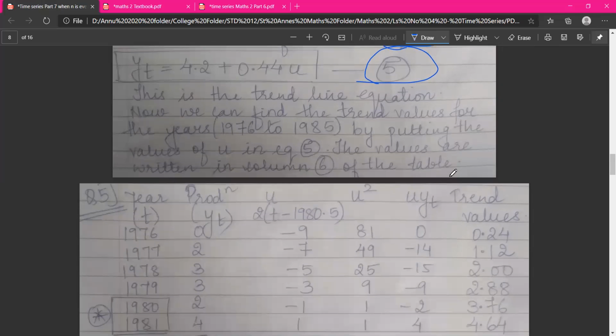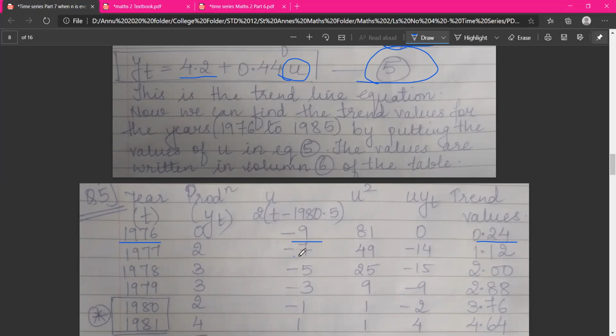So what are we going to do, class? Now pay attention. This was our table, है ना? So table में हमने हर एक साल के लिए u calculate किया था. So as you can see, the value of u for 1976 was -9. So सबसे पहले I will put the value of u as -9 in equation 5 यहाँ पे. So I will get 4.2 plus 0.44 into -9. So on multiplying, I'll get some answer, and that answer you will subtract from 4.2 because minus का sign है. So after subtracting, I get the answer as 0.24.